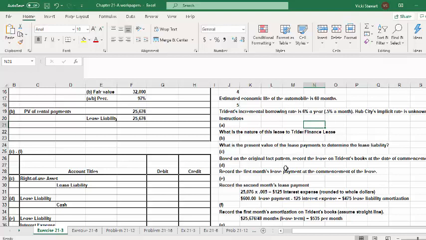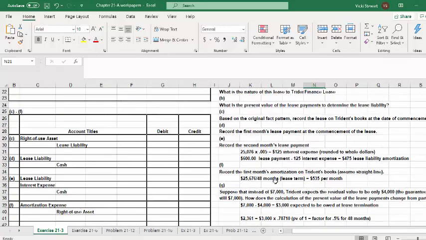We'll see later on that that would change if they didn't believe it would be worth that amount. In the C portion, it says, based on the original fact pattern, record the lease on Trident's books at the date of commencement. So we know that we would record the right of use asset and the lease liability at the $25,676, which is the present value of the payments.